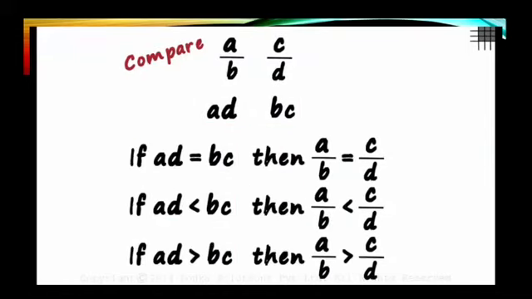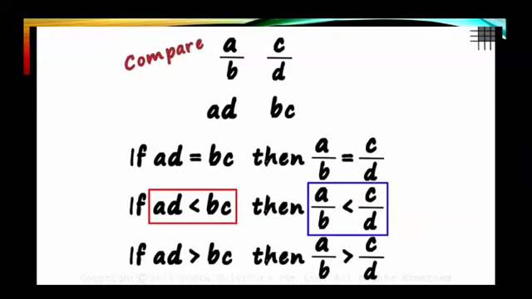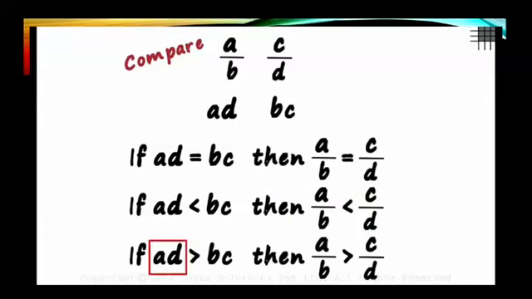Based on the value of these two products, we can easily say which one's greater. These are the three simple rules. If these two products are equal, then the fractions are equal. If AD is less than BC, A by B will be smaller than C by D. And if AD is greater than BC, A by B will also be greater than C by D. This makes it really simple.